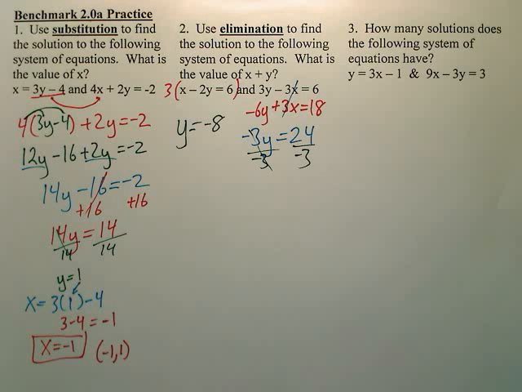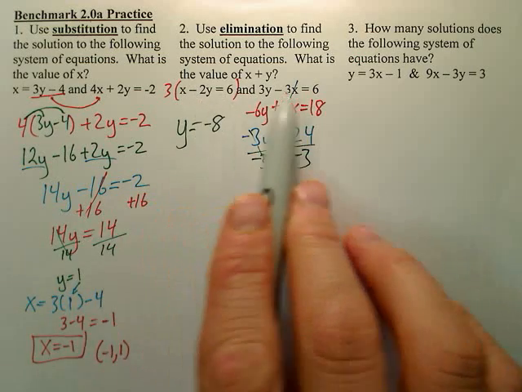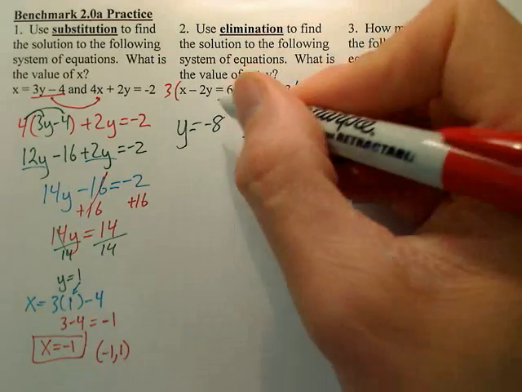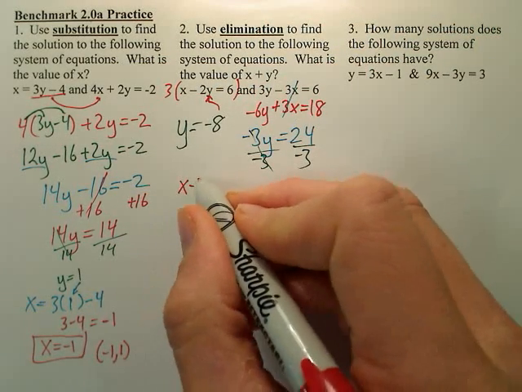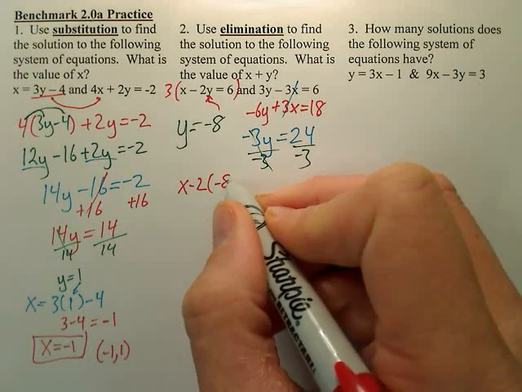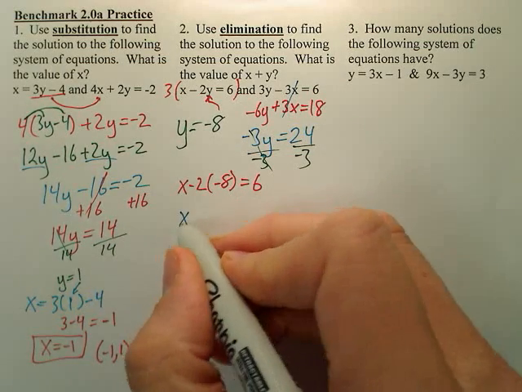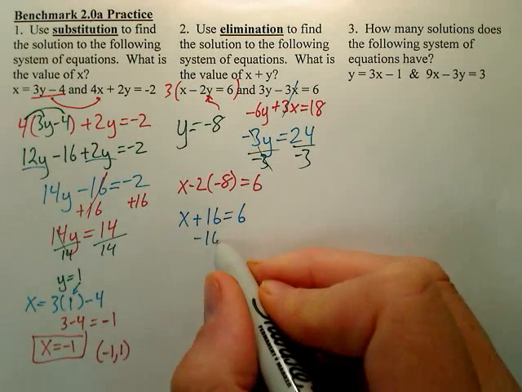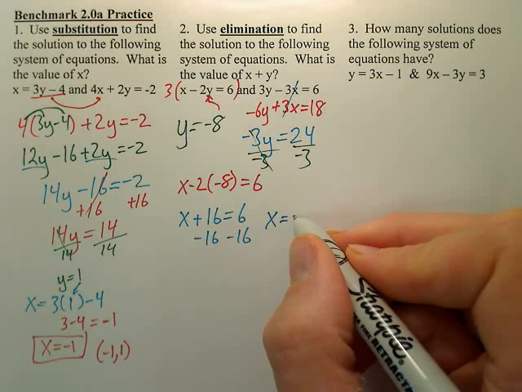No. We need to now find x, because you need both of them. And looking at these two, can most of you see this one's probably easier to plug y back into? I'm simply going to plug y right there. You get x minus 2 times negative 8 equals 6. Negative 2 times negative 8 is positive 16. And when you subtract the 16 over, you get x equals negative 10.